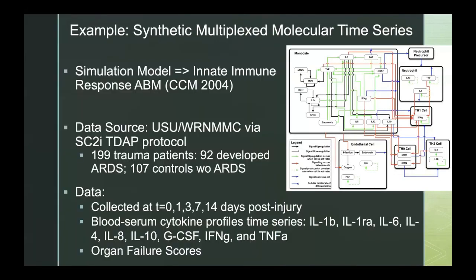So here's an example of this. We have a relatively complex agent-based model of sepsis, the innate immune response agent-based model. It's almost 20 years old now, but it has been validated and remains not falsifiable. It is reasonably complex. It's got like 25 different rules managing 17 different mediators and all the different cell types that you see there, et cetera. And it is used to simulate systemic inflammation and sepsis.